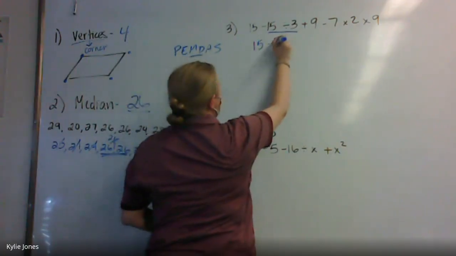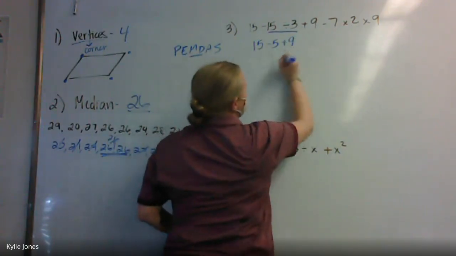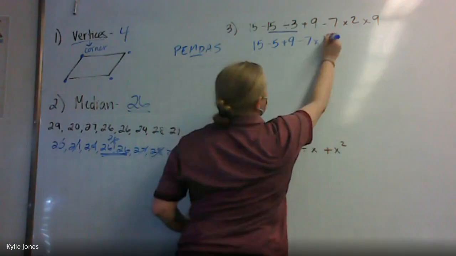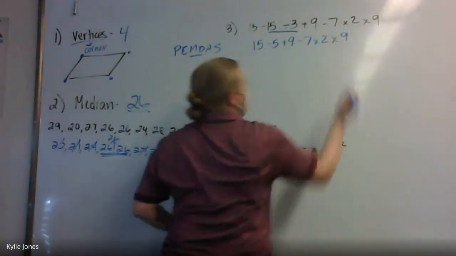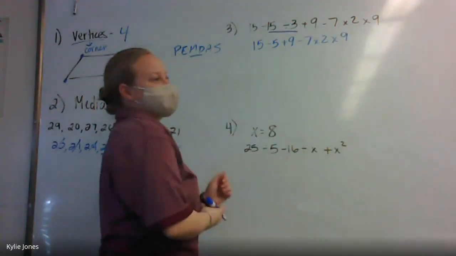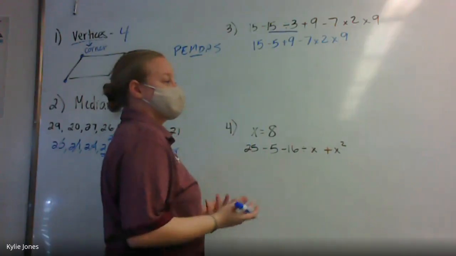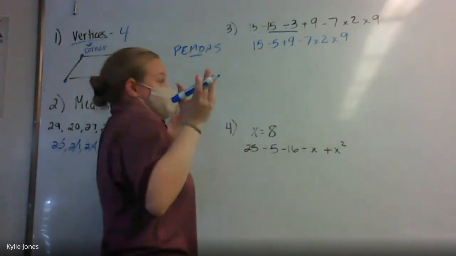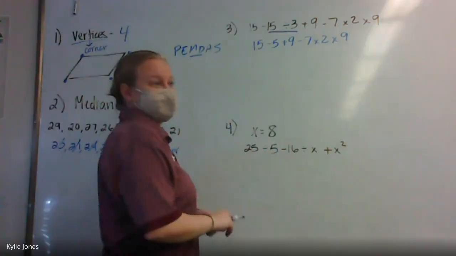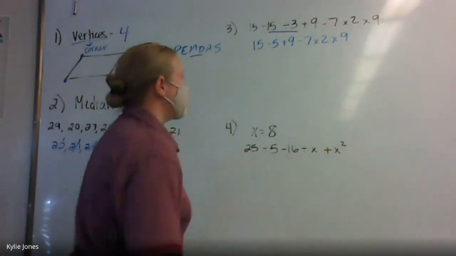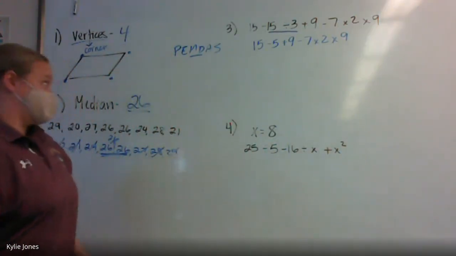So we have 15 minus 5 plus 9 minus 7 times, you know, it's not my phone. My phone is right here. So I don't know. It's fine though. If it's yours, turn it on.